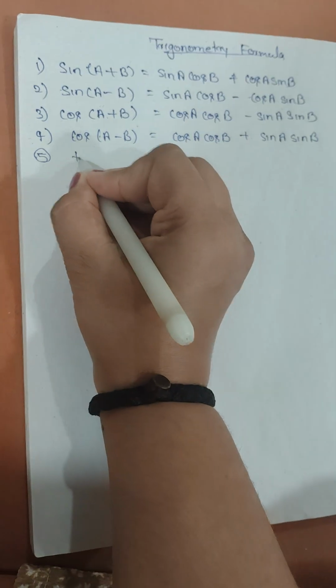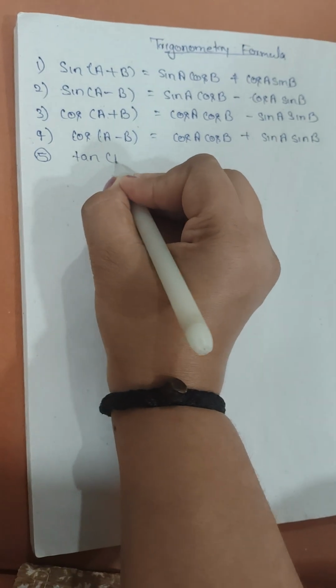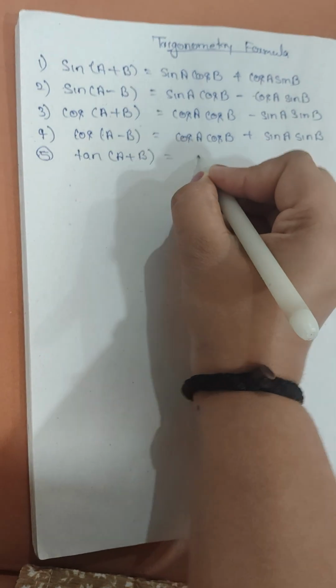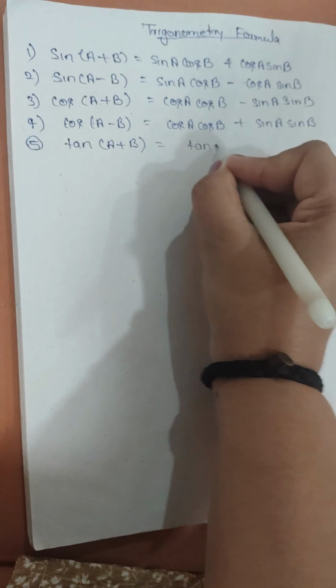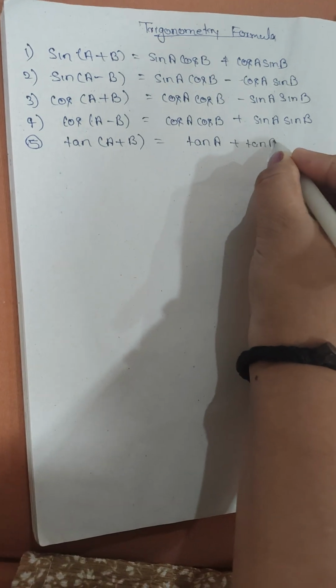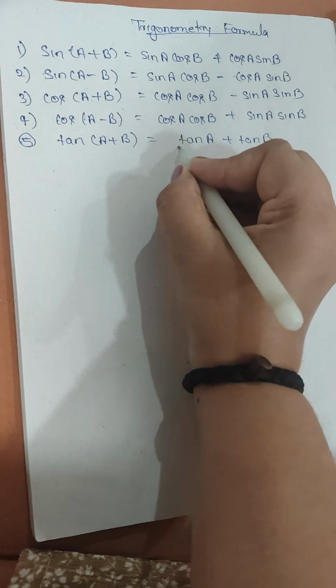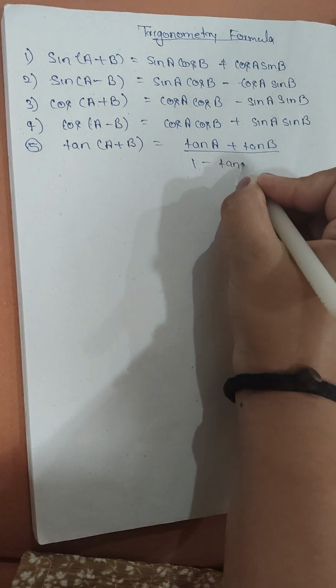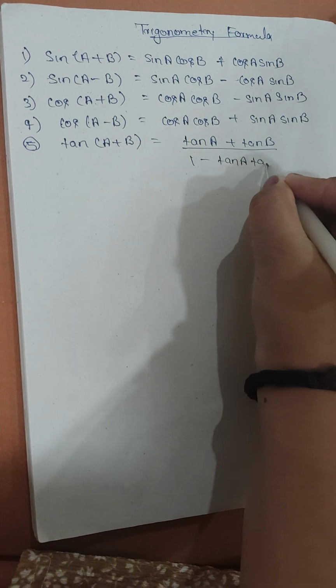Now tan(A+B). Tan(A+B) is equal to tan A plus tan B upon 1 minus tan A tan B.